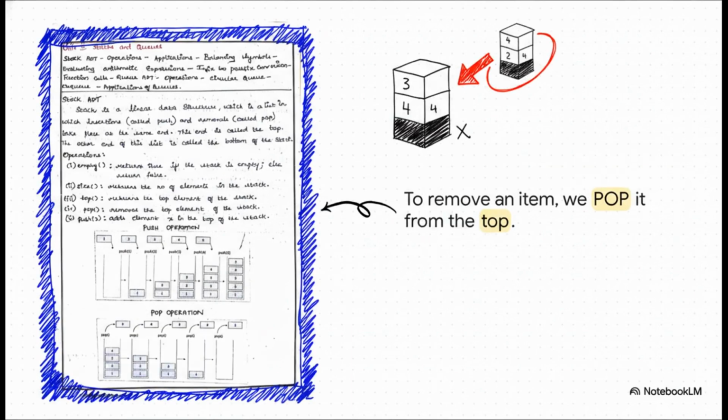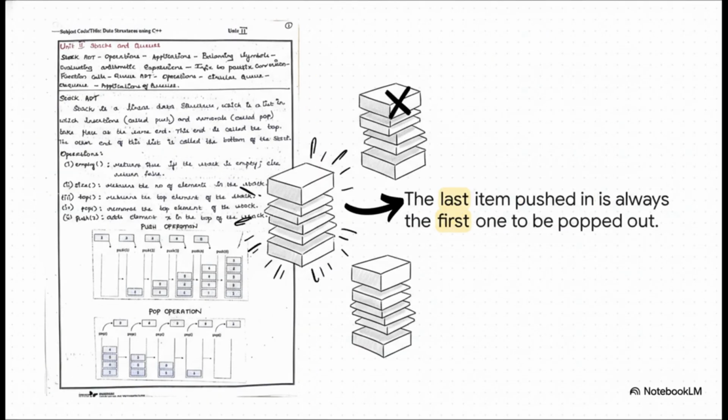All right, so what about taking things off? For that, we use the pop operation. And remember the rule, we can only touch the top. So we pop that top item off, and whatever was underneath it is now the new top. And as we keep popping things off, we're just working our way back down. We're taking them off in the exact reverse order that we put them on. And that, right there, is LIFO. Last in, first out. See?